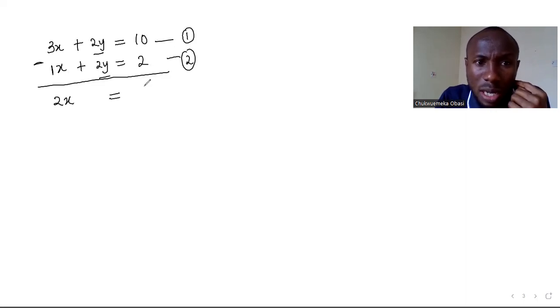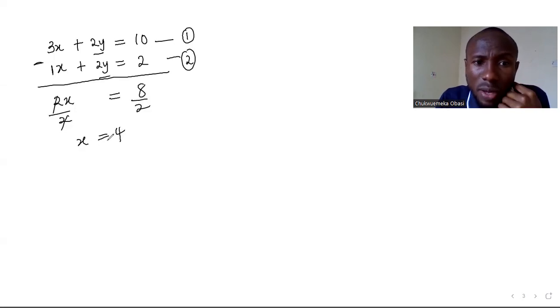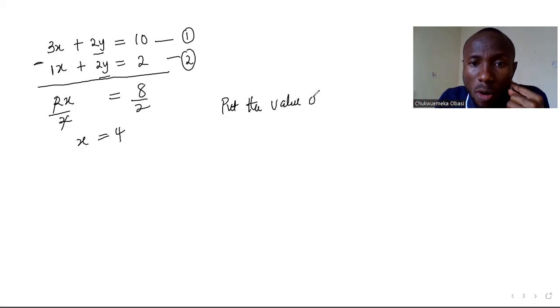10 minus 2, that's 8. Of course, you divide everybody by 2. These 2 cancel out, x is equal to 4. This one is quite easy and fast. So now we've gotten the value of x. What do we do? We plug in the value of x into any one of your choice of equations. You like any one, just plug it in there.